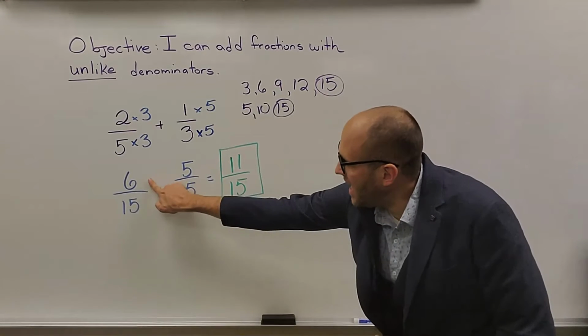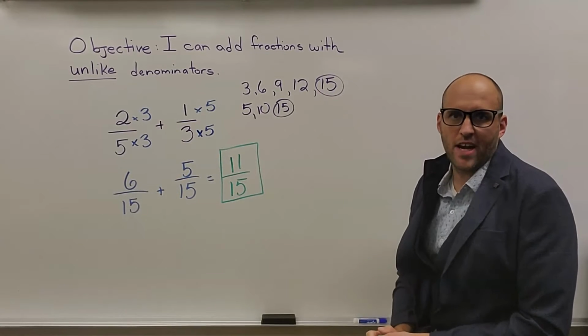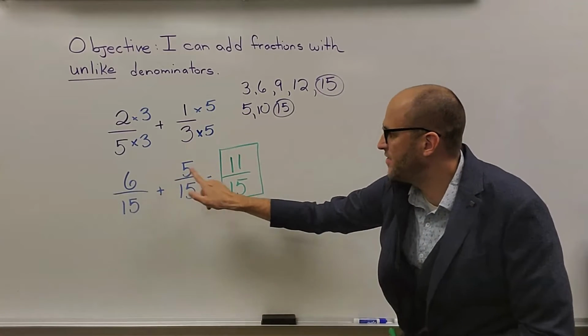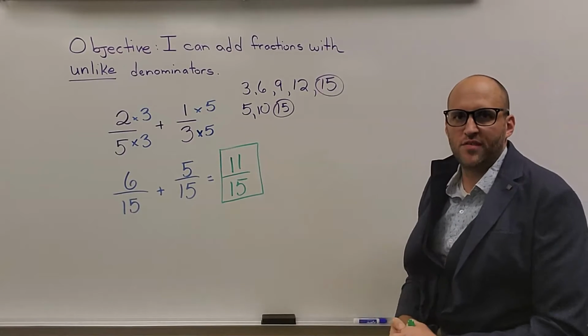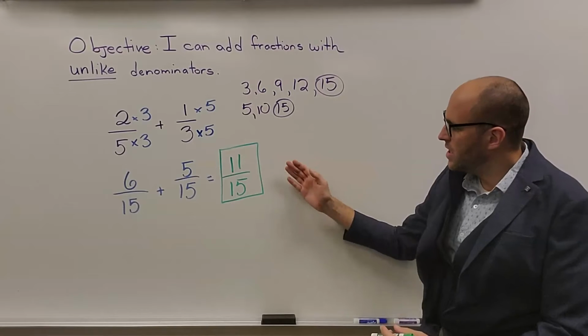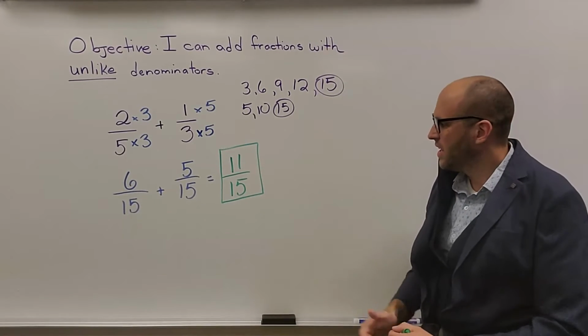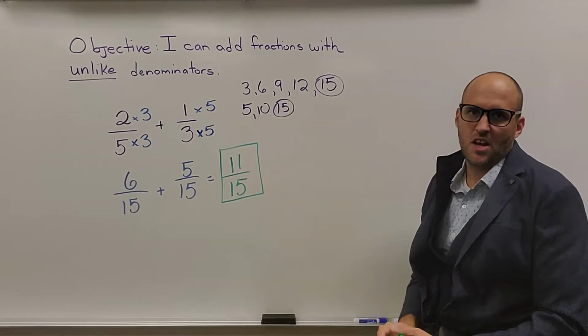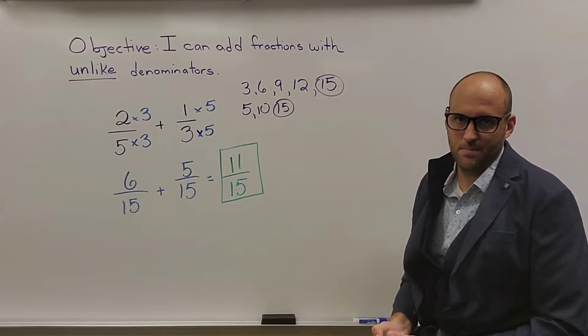So once you've gotten your new fractions, it's just like adding regular fractions with like denominators. 6 plus 5 is 11, and 15 stays the same. We have 11 over 15. There's no mixed number or no improper fraction, so we can keep this as our answer because we also don't have to simplify. If this becomes an improper fraction, we will have to make it into a mixed number and possibly have to simplify it as well.